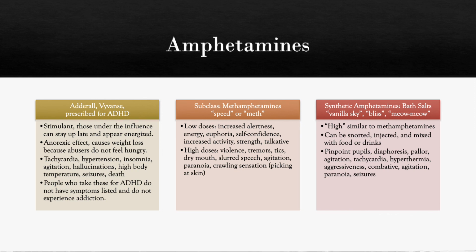Next, we're going to talk about amphetamines. I have this divided into 3 different categories. There's prescription amphetamines, there's methamphetamines, and then there's synthetic amphetamines. So the prescription amphetamines are prescribed for people who have ADHD, and people who take those medicines to treat their ADHD do not get addicted, and they don't have any of the symptoms I'm going to talk about. It just treats their condition. So prescription amphetamines were initially abused by college students who were taking them to stay up late studying or to aid in weight loss, because it does have an anorexic effect where you don't eat. So symptoms of prescription amphetamine abuse include agitation, hallucinations, and you can have seizures from it.